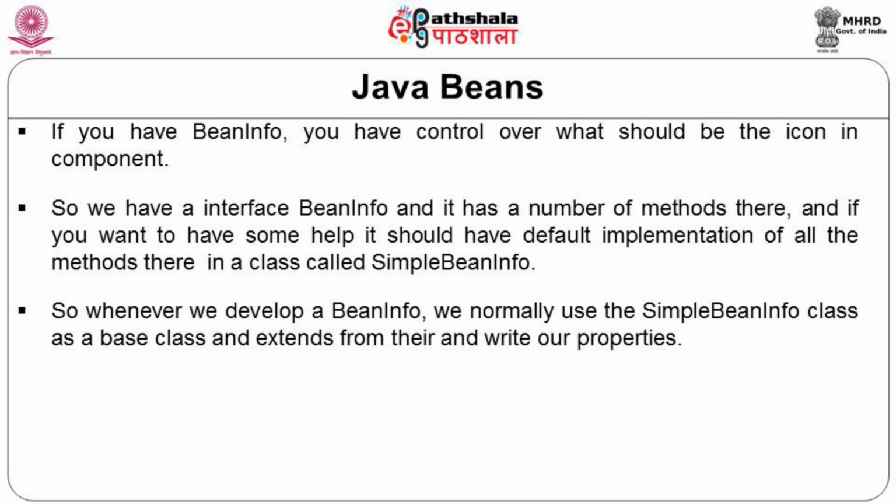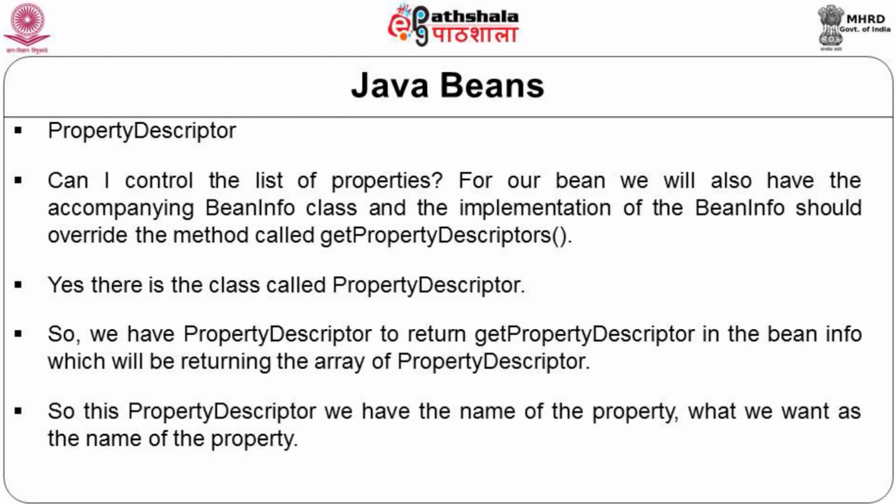Okay. So, coming back to the list of properties. Can I control the list of properties? Of course, we have the method. For our bean, we will also have an accompanying BeanInfo class, and the implementation of BeanInfo should override the method called getPropertyDescriptors. There is a class called PropertyDescriptor, so the getPropertyDescriptors method in the BeanInfo returns an array of PropertyDescriptor.